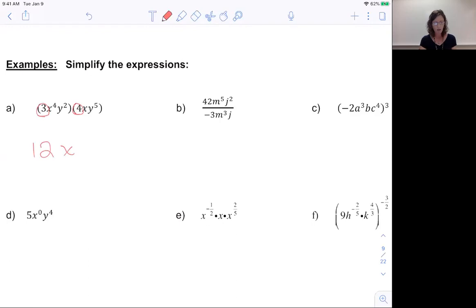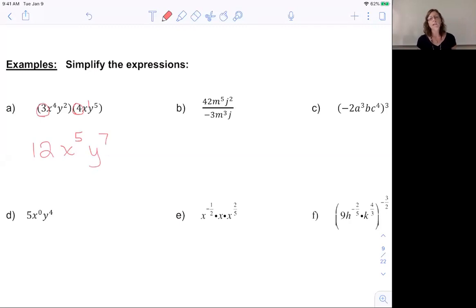So I have x to the 4th and another x. So that makes 5 of them. And then we have y to the 7th. And that's all you do. So there's no distributing or anything like that because there's no plus sign. You're just matching up the like pieces of the expressions.